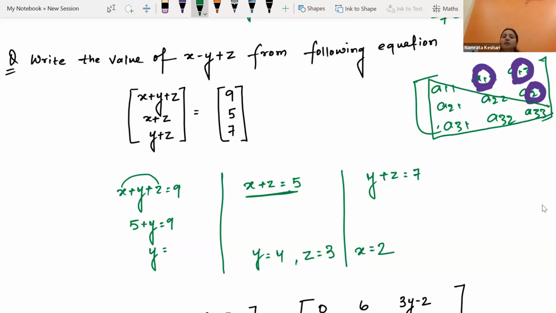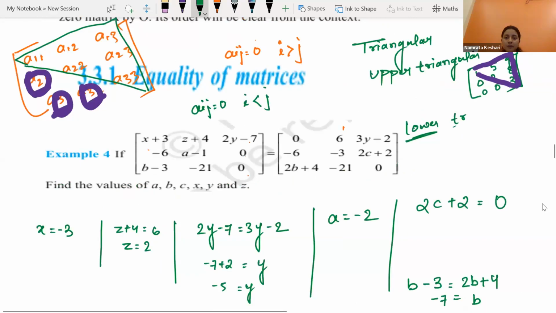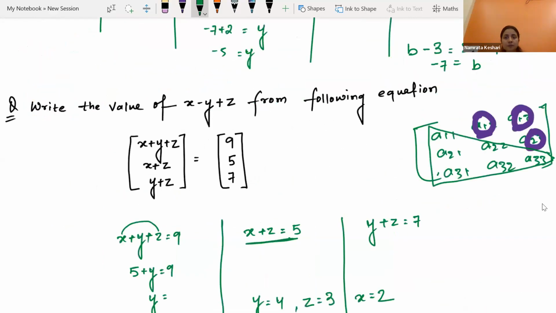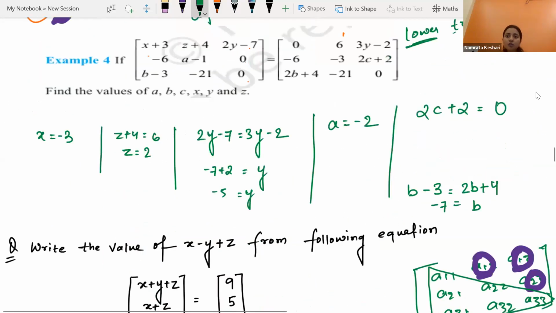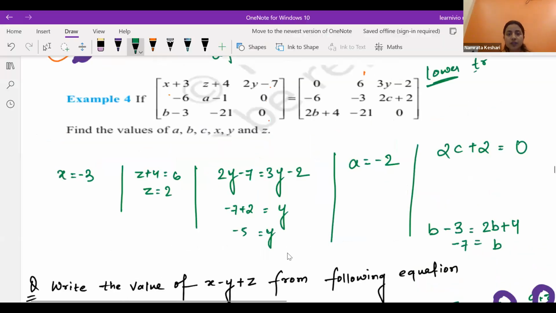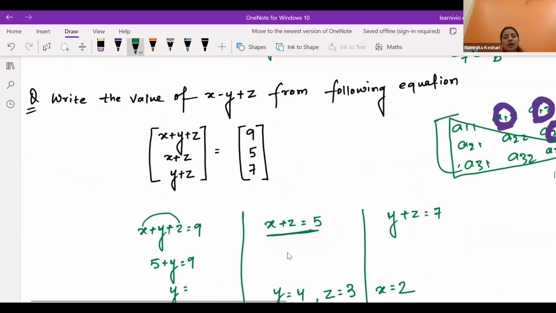This is called lower triangular matrix. In the upper triangle, I will be bigger than J, and in the lower triangle, I will be smaller than J. All those elements have to be 0. That's called upper triangular. And in lower triangular, when I is smaller than J, all those elements have to be 0. That's called lower triangular matrix.